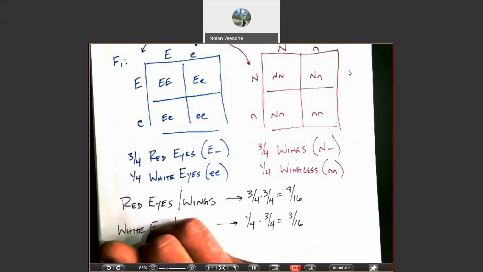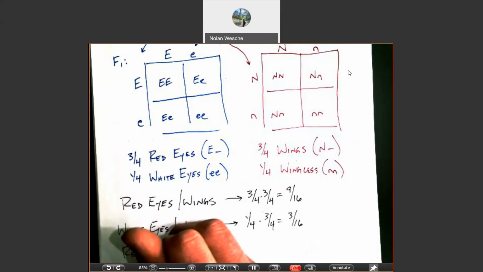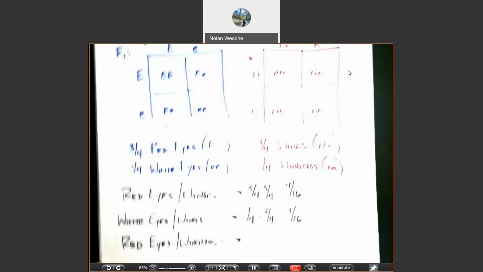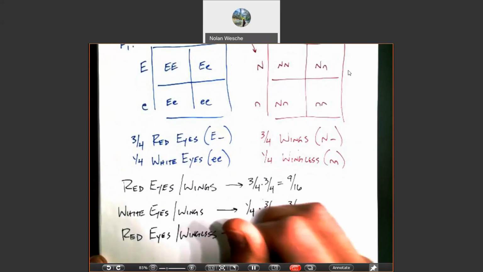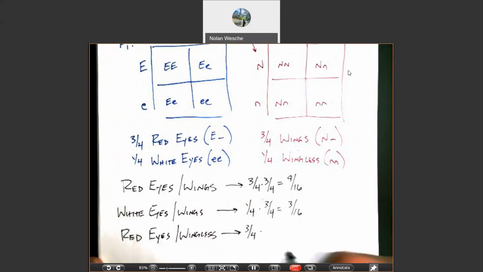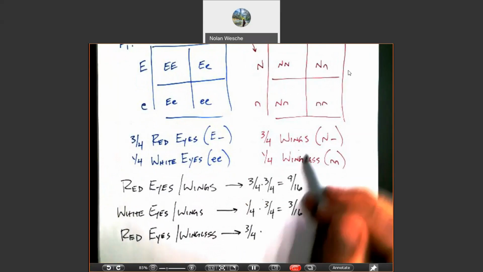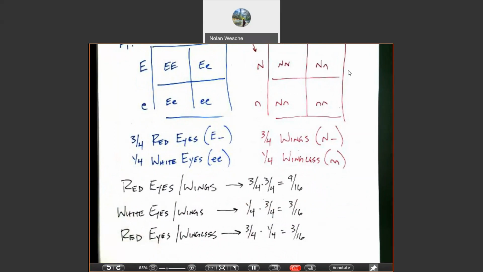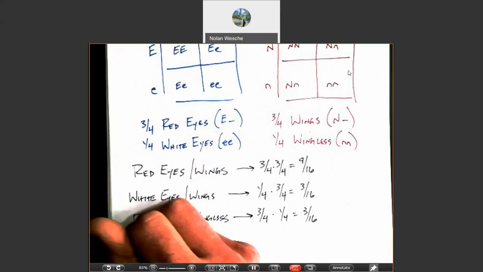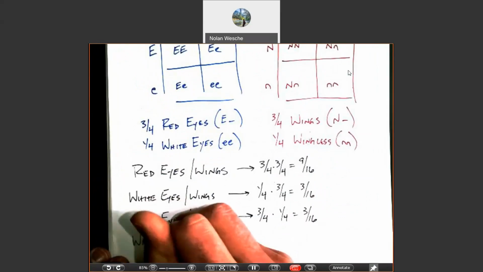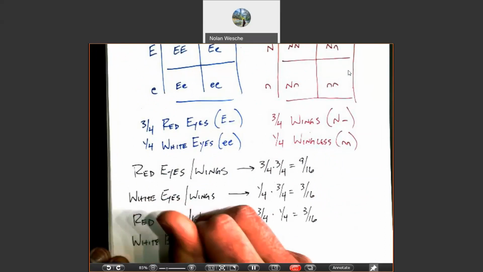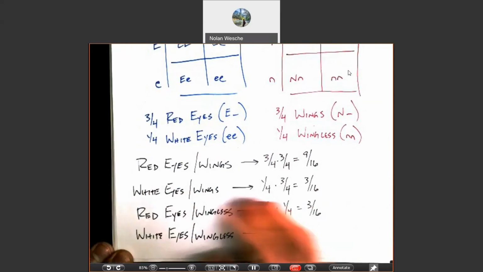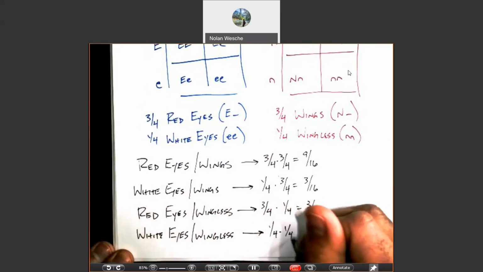How about red eyes and wingless? We're going to go red eyes at 3/4 and wingless at 1/4. That's 3/16. And finally, we have white eyes and wingless. That's 1/4 times 1/4, 1/16.